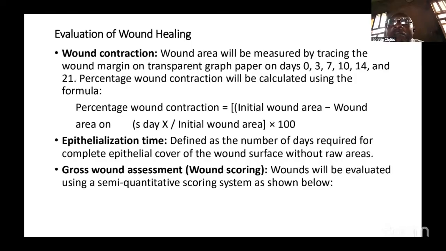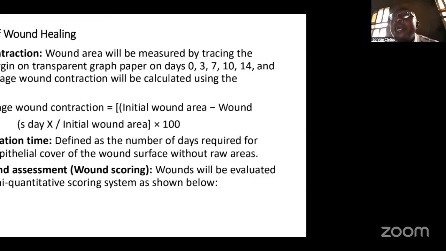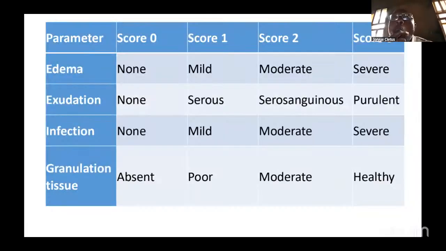Wounds will be evaluated using a semi-quantitative scoring system as shown below. Parameters are edema, exudation, infection, and granulation tissue. You have scores 0, 1, 2, and 3. Where you have no edema, you score 0, as the table indicates here.